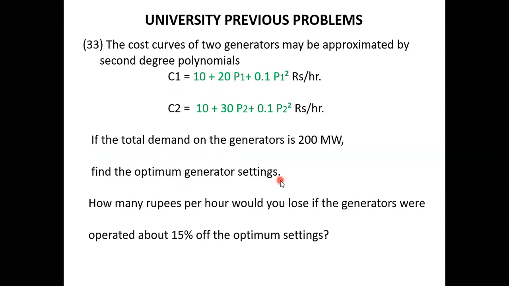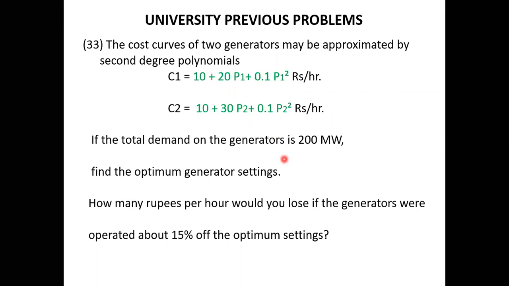This is the first bit. And the second one is how many rupees per hour would you lose if the generators were operated about 50% of the optimum settings. So first we will consider the first bit, that is, find the optimum generator settings. It means we need to find P1 and P2. We have a basic condition, that is df1 by dp1 equals df2 by dp2. That is our basic condition. Just equate those two, then you will get one condition.